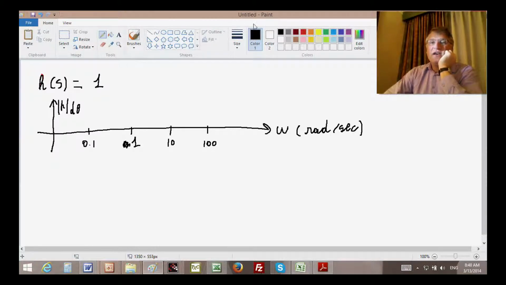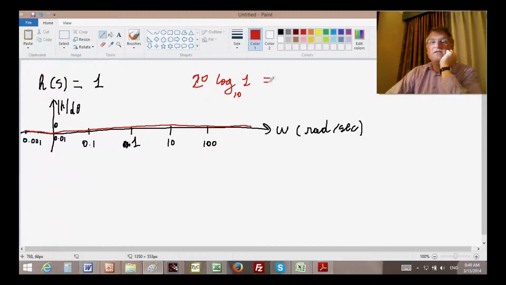Okay. Then my transfer function, if this is 0 dB, and that is 0.01 radians per second, okay? The 0 is for the vertical axis. For the horizontal axis, this is 0.01 and 0.001, will be flatly the 0 line. Indeed, 20 log of 1 in base 10 is 0.